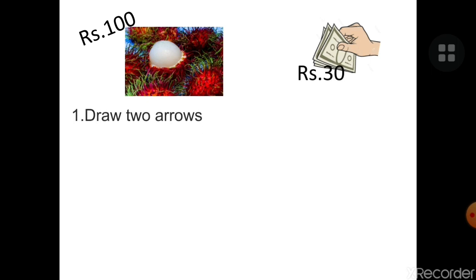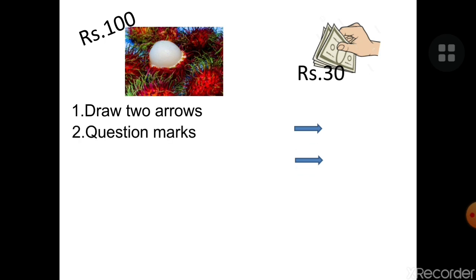So the first step is you have to draw two arrows. That is a very simple thing that you can do. You have to draw two arrows only. Then for the second step, you have to write a question mark below the arrow. Then for the third step, beside the question mark, you have to write the unit of it. Now in here we are going to find out the number of Rambutans that we can buy for 30 rupees. So we have to write Rambutan as the unit of it.